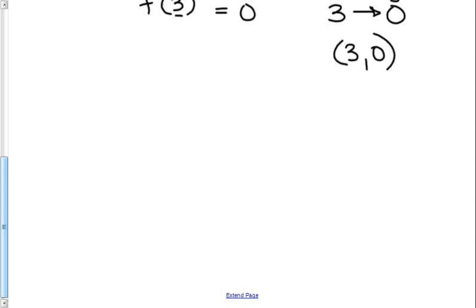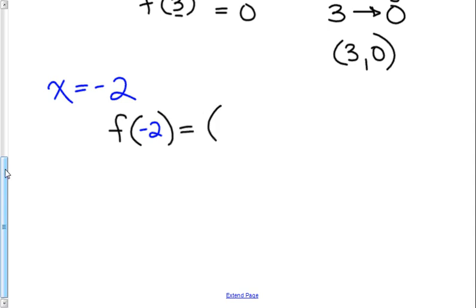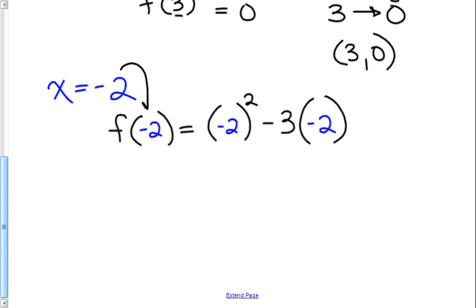Let's say we want to evaluate it when x equals -2. Okay? So we're going to use that function rule, f of -2. That means we're plugging -2 in everywhere we see an x. So -2 goes there: -2 squared minus 3 times -2. Once again, we've changed our x value. So everywhere we see an x, we're going to plug in a value of -2.